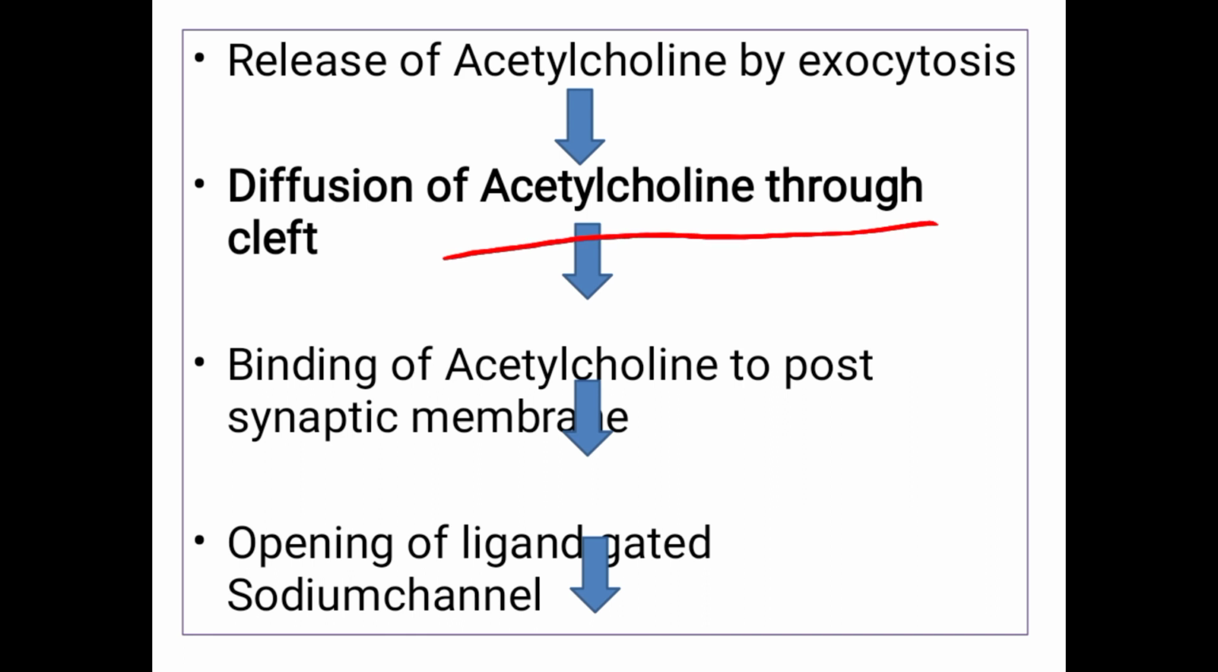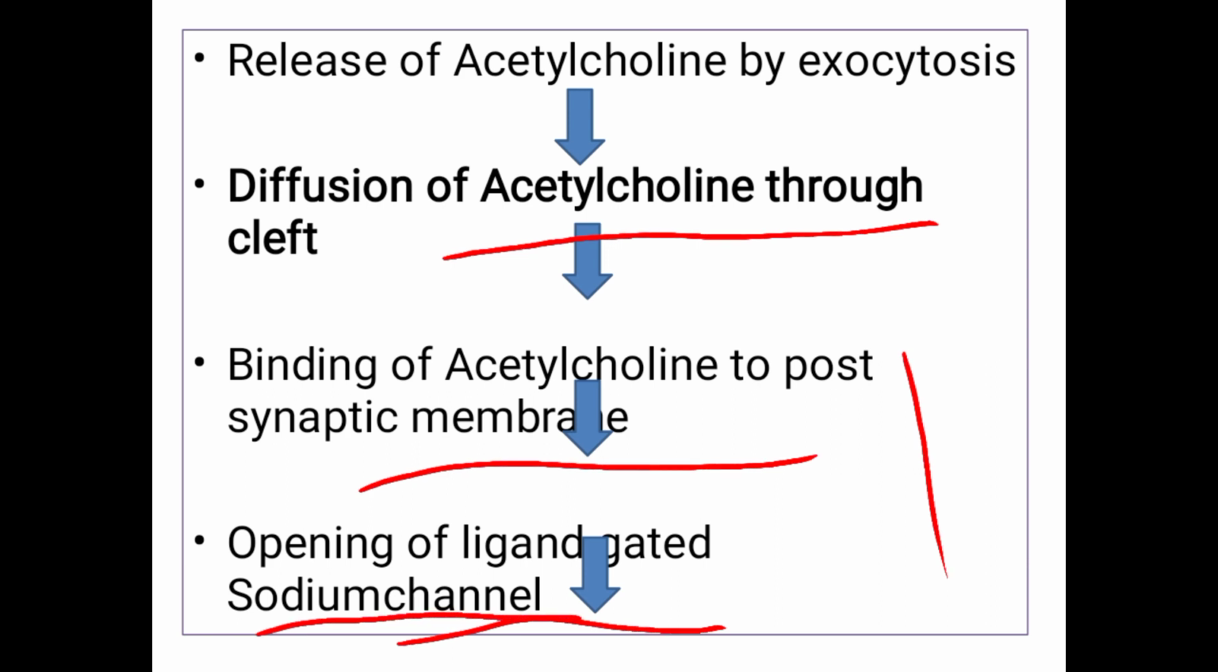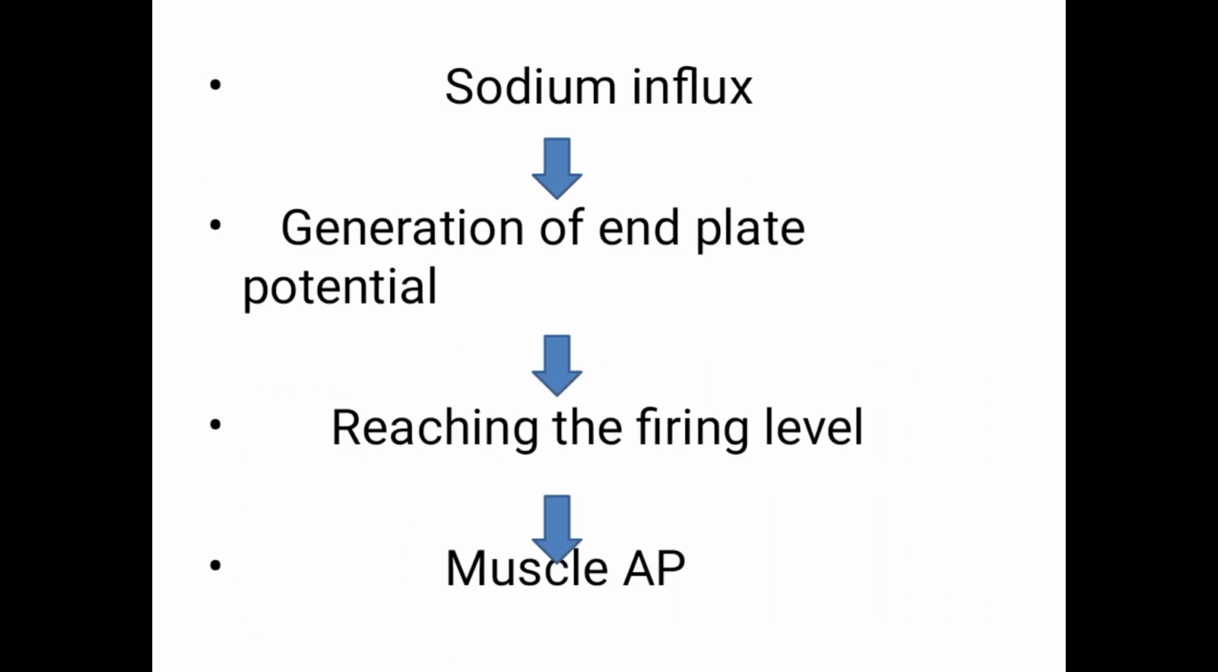Diffusion of acetylcholine through the cleft, binding of acetylcholine to the postsynaptic membrane. Whenever the acetylcholine binds to the postsynaptic membrane on the muscle side, from here this is the muscle part, the opening of sodium channels takes place. Inside the muscle, sodium influx takes place. That will cause the generation of end plate potential, EPP. It is important.